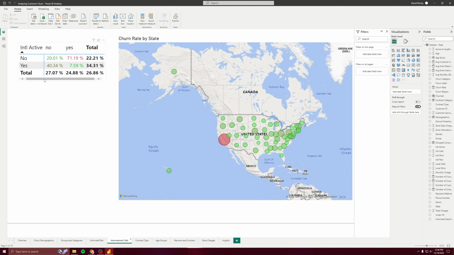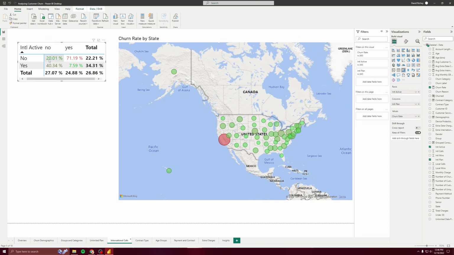International call, so if they're doing it, yes or no. And here you see we have conditional formatting to change the colors. The higher the percent is, the more red it is, and the lower the percent, the more green it is. So this one's in the middle.